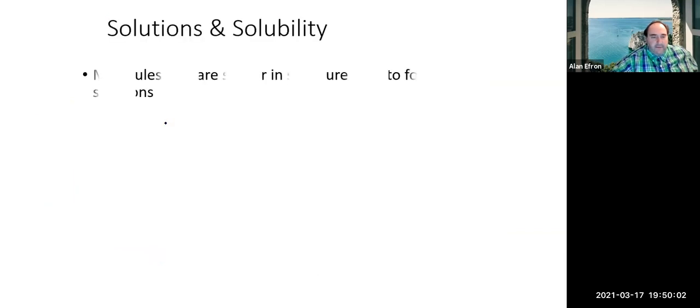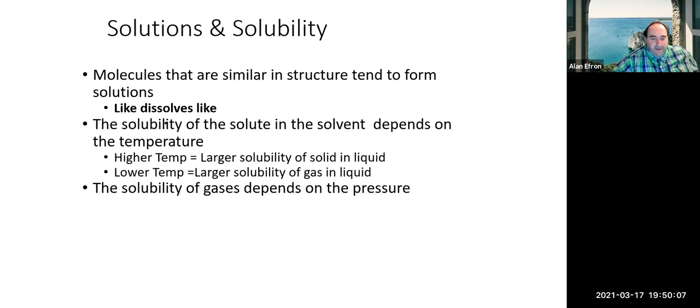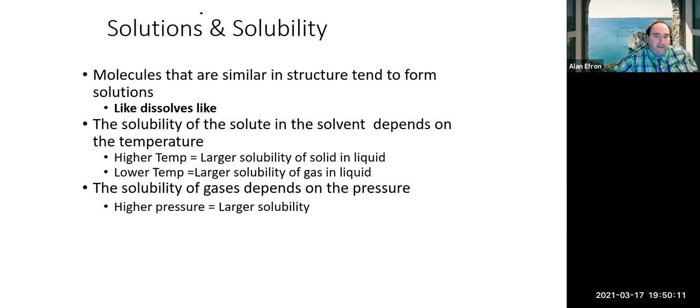So as we talked about solutions and solubility, when we talk about solubility, it is that like dissolves like that we hear a lot all the time. And again, the way to remember what that means is when you look at something, if they really do look kind of similar or have similar types of bonds, they're going to be able to interact well with each other.